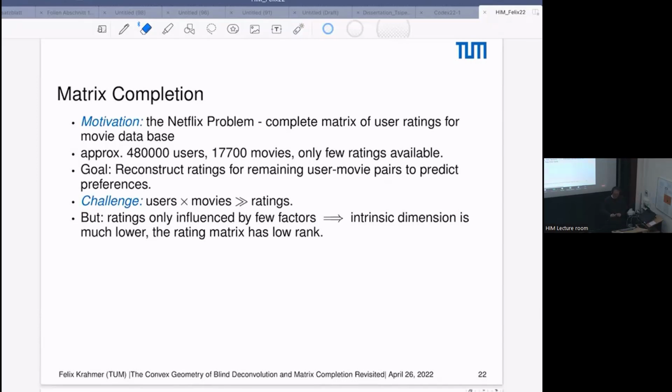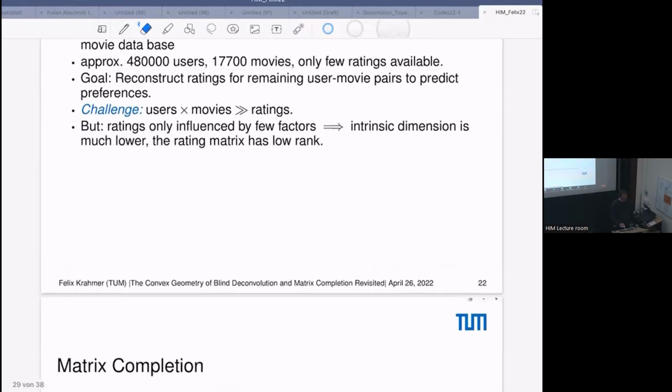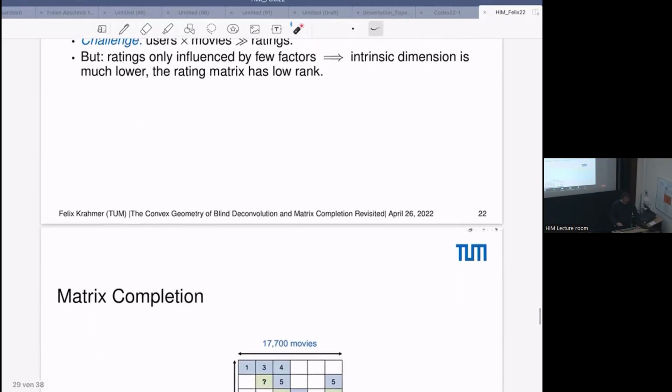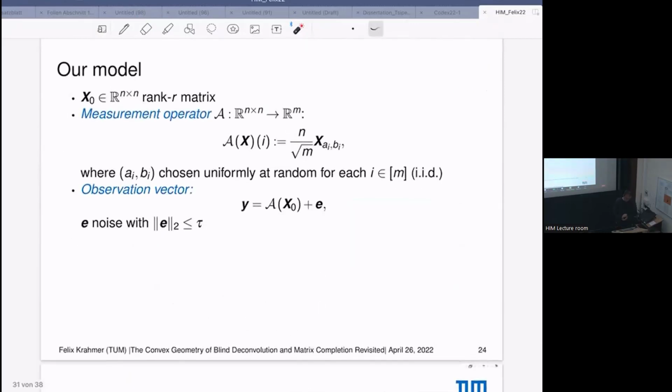The idea is to complete a matrix of user ratings. The solution that was employed was of course a hybrid method that has many ingredients, but one of the things that has proven useful is to use a rank prior, which has also been mentioned. So here the picture is that you have a matrix that has some values given and you want to complete the rest.